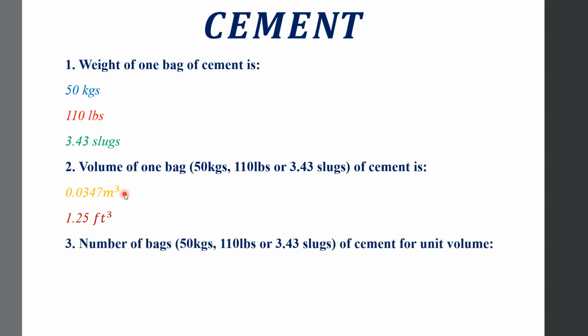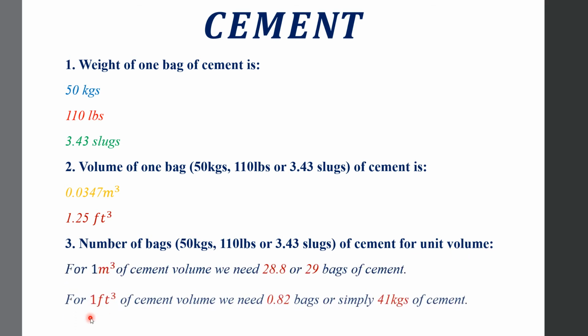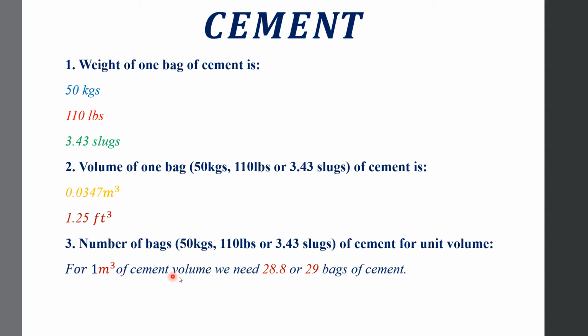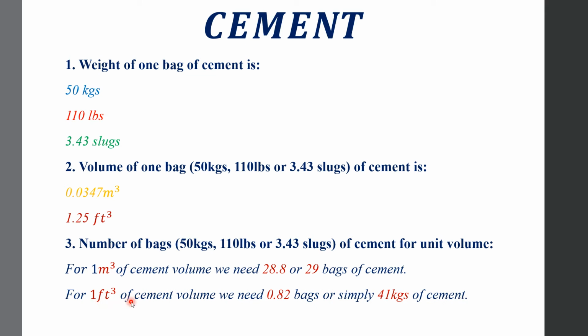The third property is the number of bags of 50 kg of cement for unit volume. Unit volume means 1 meter cube or 1 feet cube. If you require 1 meter cube of cement volume, then you will need 28.8 bags exactly, or approximately 29 bags. Similarly, if you need 1 feet cube of cement volume, then you will have to arrange 0.82 bags, approximately 1 bag, or simply 41 kgs of cement.